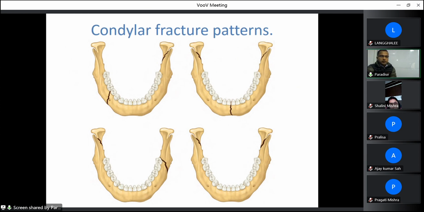So a condylar fracture may be associated with a contralateral body fracture, or bilateral condylar fractures may be associated with a symphysis fracture, or an ipsilateral condylar fracture may be associated with a contralateral angle fracture, or there may be isolated bilateral condylar fractures. But isolated condylar fracture is rare. It is less than 10%. So in more than 90% of cases, condylar fracture is associated with another fracture. It may be a symphysis, parasymphysis, or body fracture, on the contralateral or ipsilateral side. It depends on the direction and magnitude of the force.